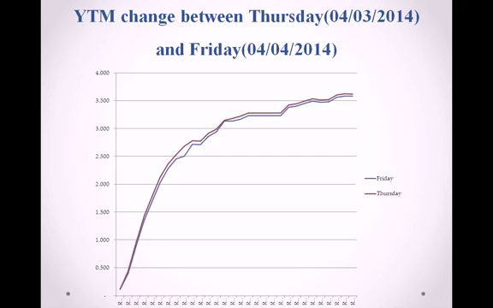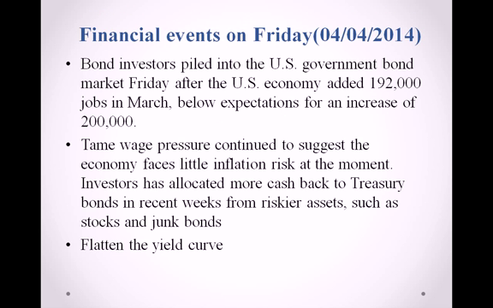Continuing to flatten the yield curve on Friday, I found in the Wall Street Journal: bond investors piled into the U.S. government bond market Friday after the U.S. government added 192,000 jobs in March, below the expectation of an increase of 200,000. And tame wage pressure continues to suggest the economy faces little inflation risk at the moment.